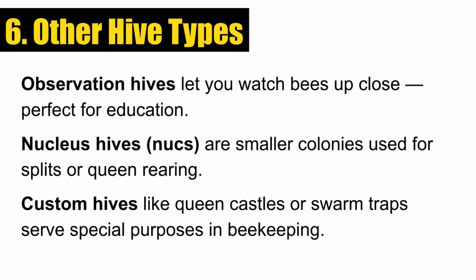A nucleus hive, or nuke. These are pretty much a Langstroth hive cut in half, smaller colonies used for splits, queen rearing, and nuke batteries. If you have a 5-frame nuke and one of your other colonies loses a queen, you can just put that nuke inside there with that queen. Well, that's what Ian Stepler uses them for.